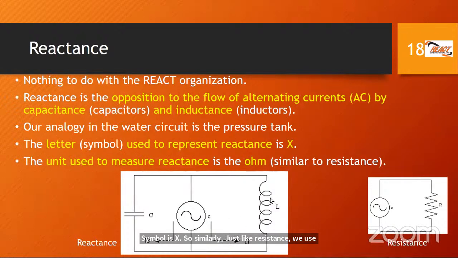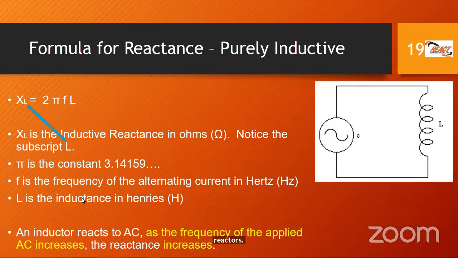So similarly, just like we use ohms to measure resistance, we also use the ohm to measure reactance, right? Again, it's because it's a pushback. It's pushing back, or a constriction, or it's trying to stop the flow, right? It's trying to make that flow difficult. So the ohm is the unit of reactance. So hopefully that's straightforward enough, right?